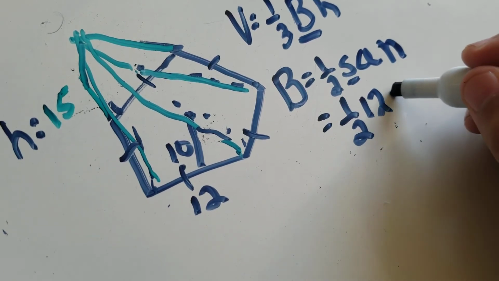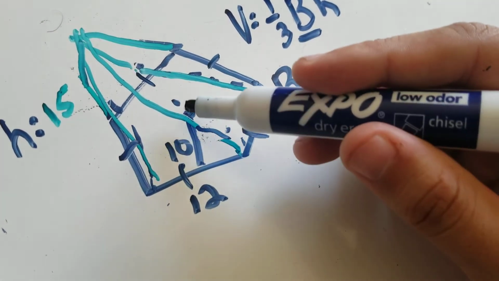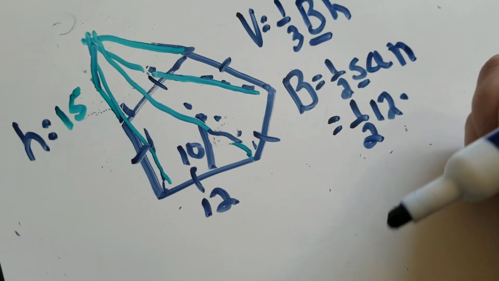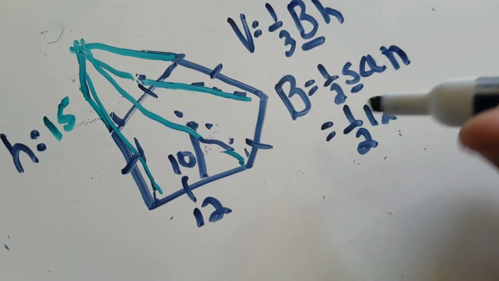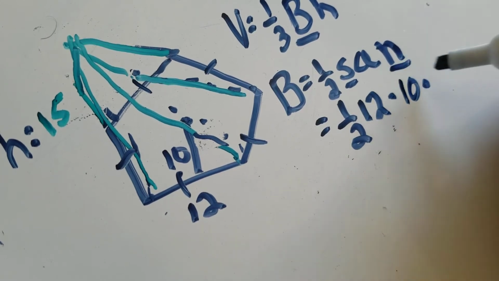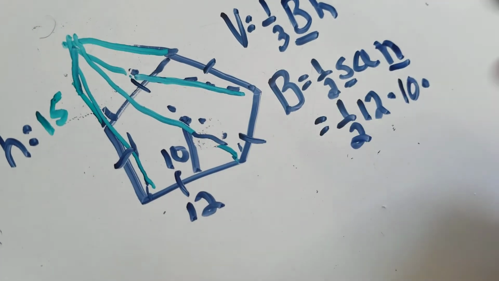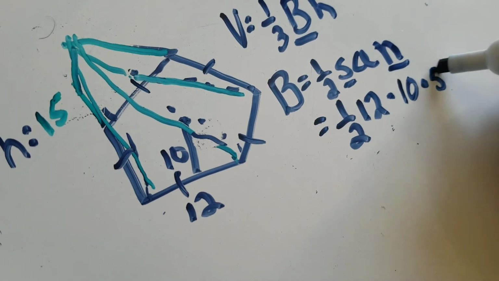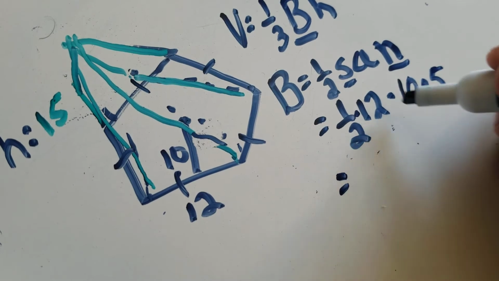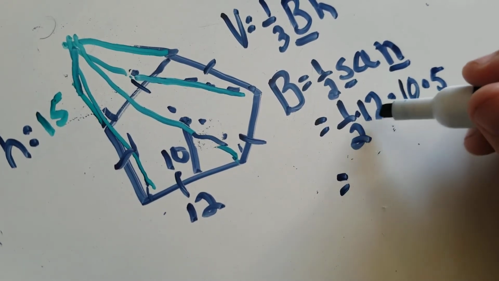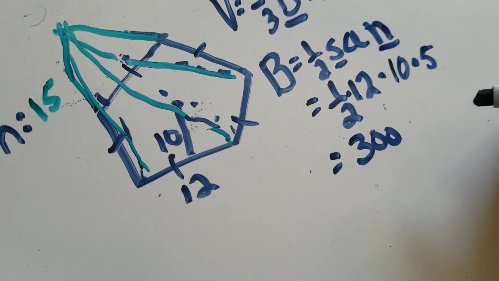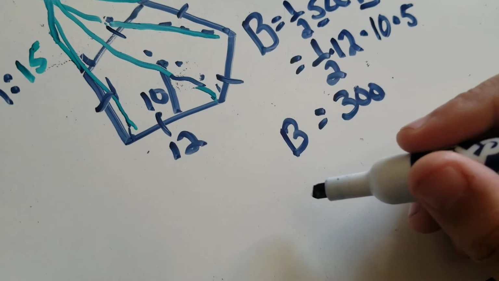The apothem length is that length on the inside. Sometimes, because of my handwriting, the drawing's kind of cruddy, but I think the book is a little bit more clear. So the apothem here is 10. And the number of sides, since this is a pentagon, is 5. Okay, so we put that in the calculator: 1/2 times 12 times 10 times 5. That's 300 units right now. So B is 300.